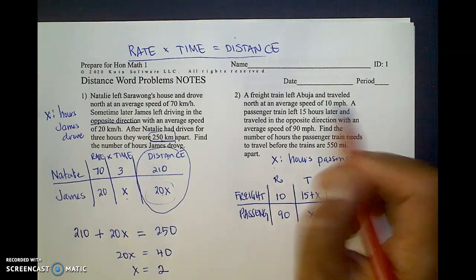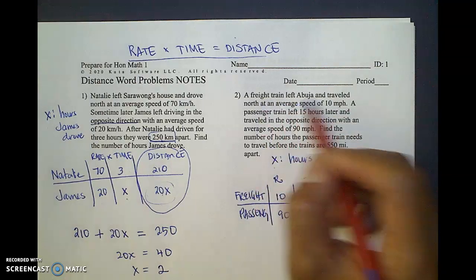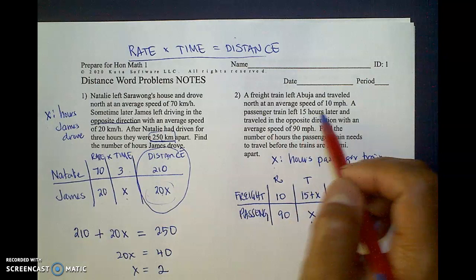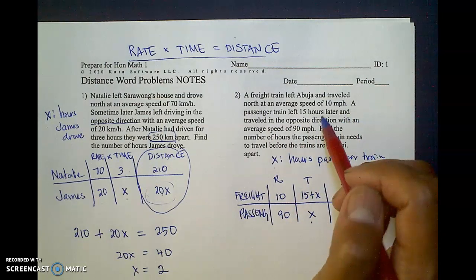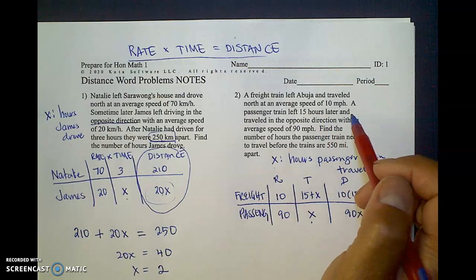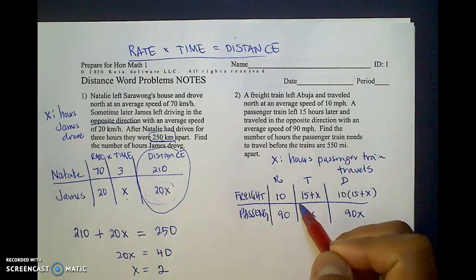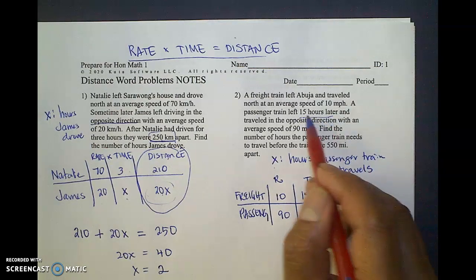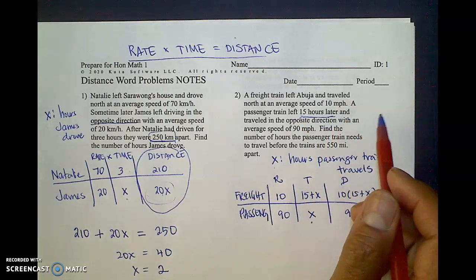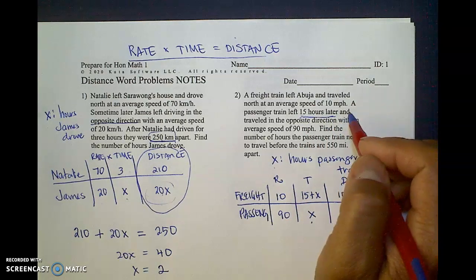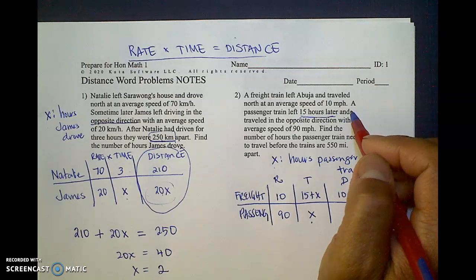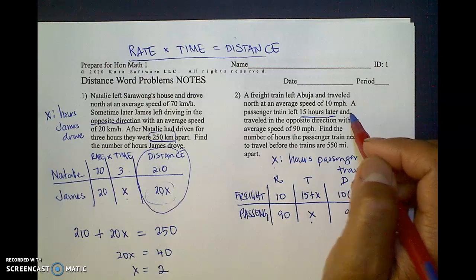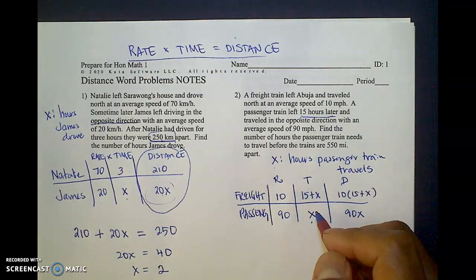Right? So we see here a freight train left and traveled north at an average speed of 10 miles per hour. A passenger train left 15 hours later. Okay, so that means that the freight train got a 15-hour head start before the passenger train left. So that was 15 additional hours. It doesn't say that the freight train traveled for 15 hours. It said that the passenger train left 15 hours later than the freight train. So that's why we have this expression for time to be 15 plus x.